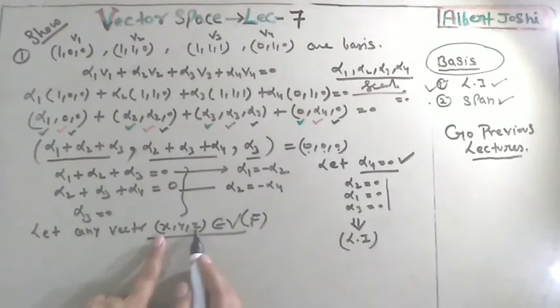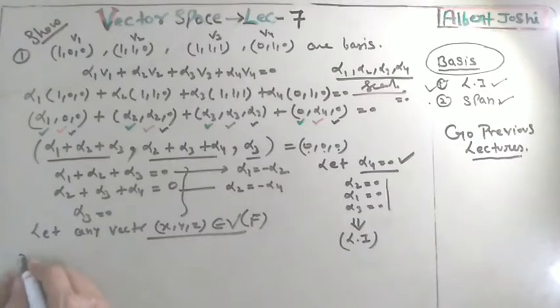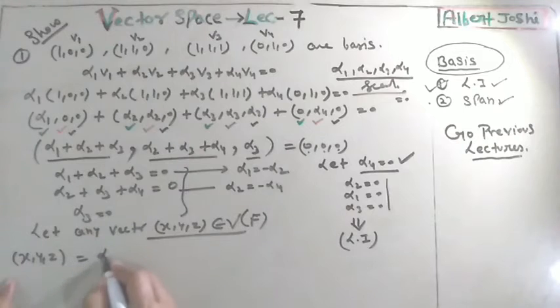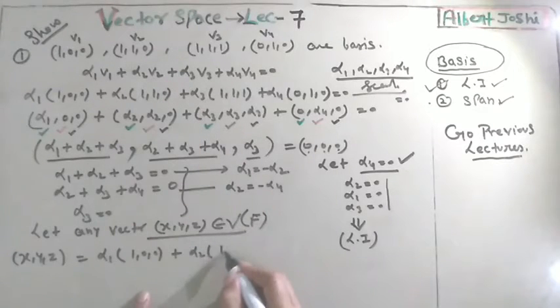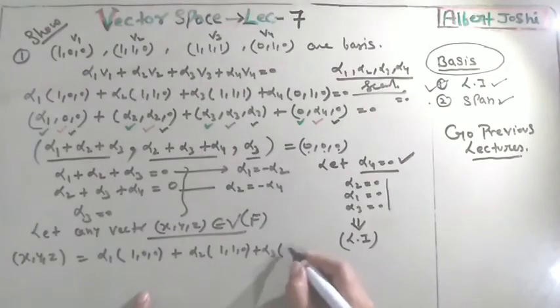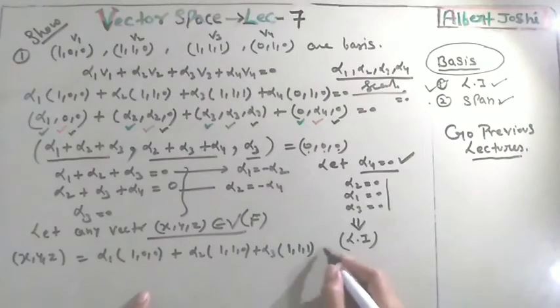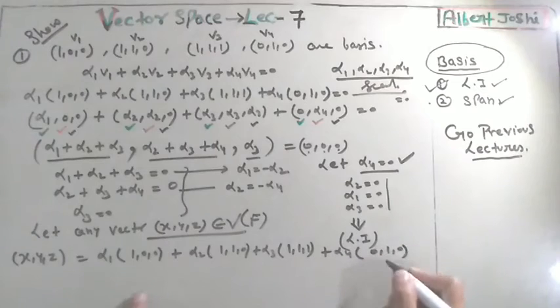Now we have to prove that this can be generated with the help of these vectors. So we write (x, y, z) equals alpha 1 times V1, where V1 is (1, 0, 0), plus alpha 2 times (1, 1, 0), plus alpha 3 times (1, 1, 1), plus alpha 4 times (0, 1, 0).